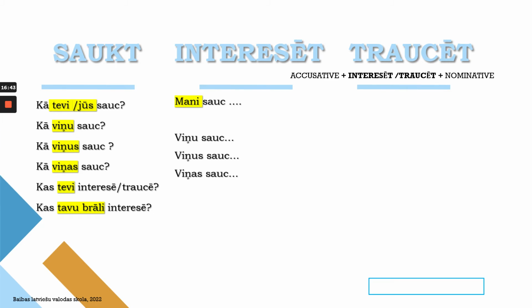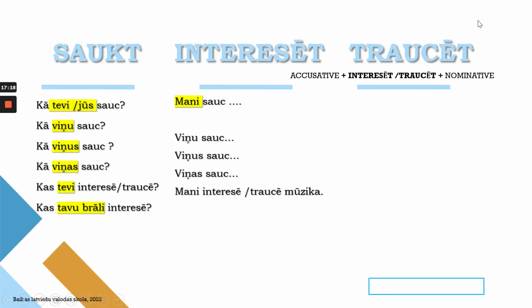Now let's move to the second verb, interesēt. Kas tevi interesē? So what is your interest? Or what's, I'm not sure about the English translation entirely. But that's the idea. What are the things you're interested in? Kas tevi interesē? Mani interesē mūzika. So I'm interested in music.